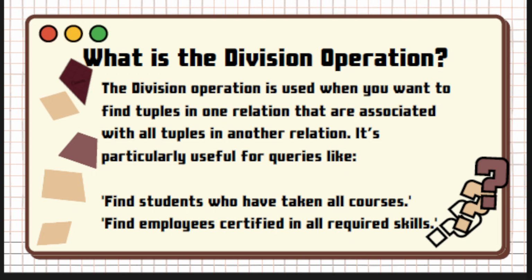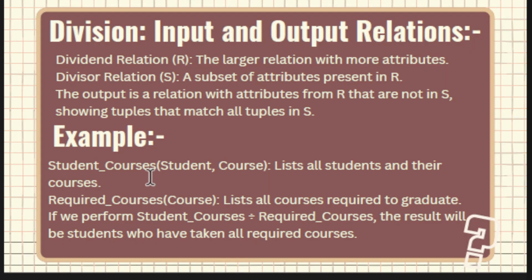Let's see the input and output of division. The division operation takes two relations as input: dividend relation and divisor relation. Dividend relation R, the large relation with more attributes. Divisor relation S, a subset of attributes present in R. The output is a relation with attributes from R that are not in S, showing tuples that match all tuples in S. To understand this better, let's walk through a real-world example.